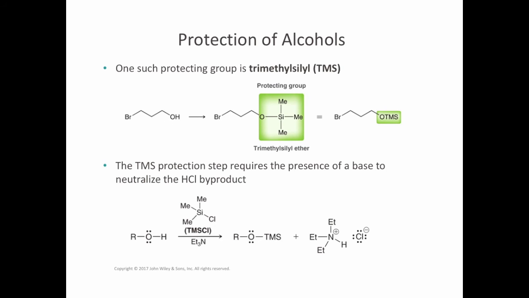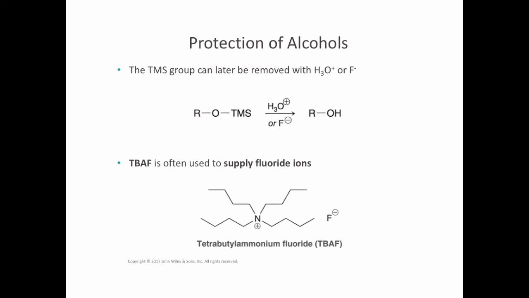One such protecting group is trimethylsilyl. That's a silicon atom with 3 methyls on it. So if we protect this alcohol, we're going to remove the hydrogen and add on that TMS group. So we protect the alcohol, then we do whatever we want with the rest of the molecule, and then when we're ready, we can remove the protecting group. And fluoride ions are often used, as is acid.